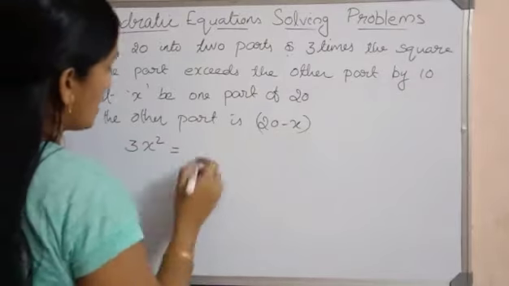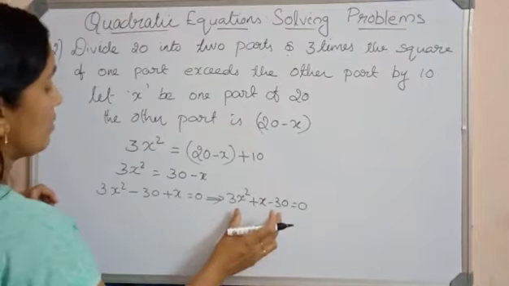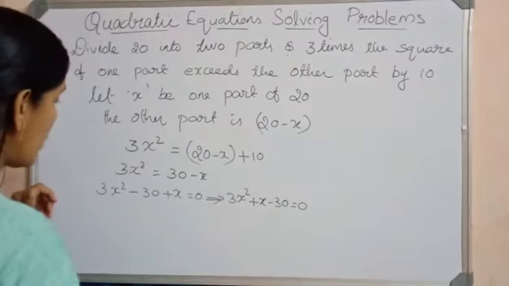Now simplify this. This is 3x square is equal to 30 minus x. 20 plus 10 is 30. Bring all the terms to one side. We will get 3x square minus 30 plus x is equal to 0, and this is the same as 3x square plus x minus 30 is equal to 0. On factorization, this is minus 90.